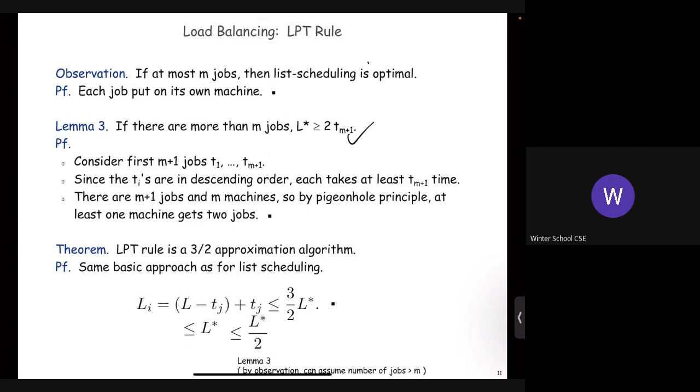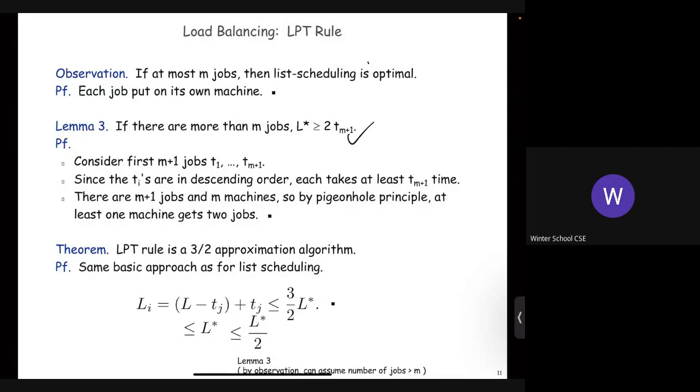So that is 3/2 L star, right? So I just use the inequality. We said L star is at least the worst job. But now I have a better inequality. So if I have a better inequality, I'm able to use that. Is that fine? Okay. That's it. This is a 3/2 factor approximation. Any question?